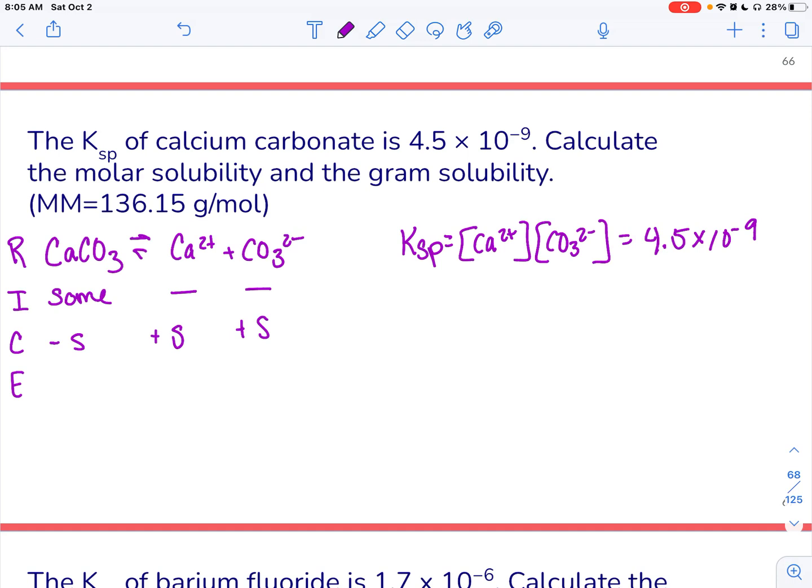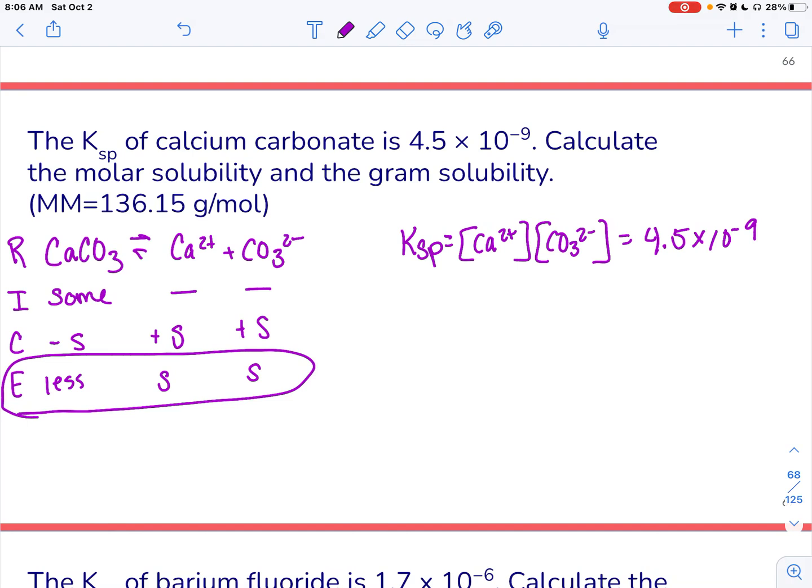We're going to add S. So here you can just write less, or you can write some minus S. It really doesn't matter what you put there. Here, you would have the 2 S's. This is what we want for our Ksp. Okay?